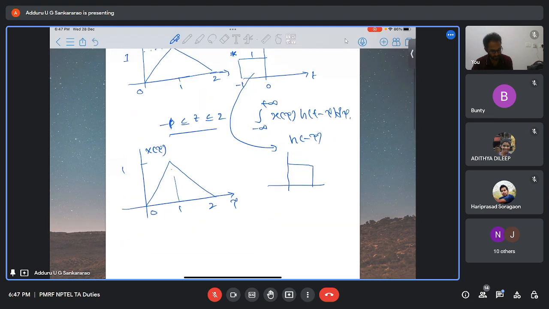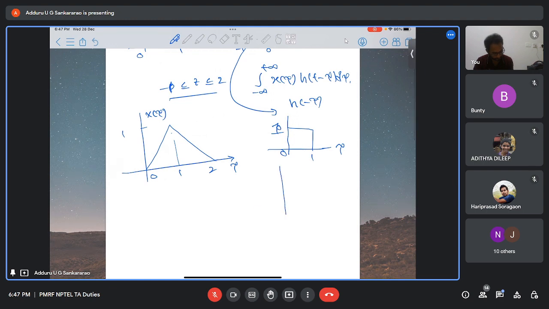H of minus tau is this one, right? Over tau, 0, 1, this is minus tau. Now add t to it. Some t you can add, so t can be positive or negative. So I'm just adding t to it. You will get here 0, 1 plus t and 0 plus t. Here t can be negative or positive, because we will get these intervals from minus 1 to 2.